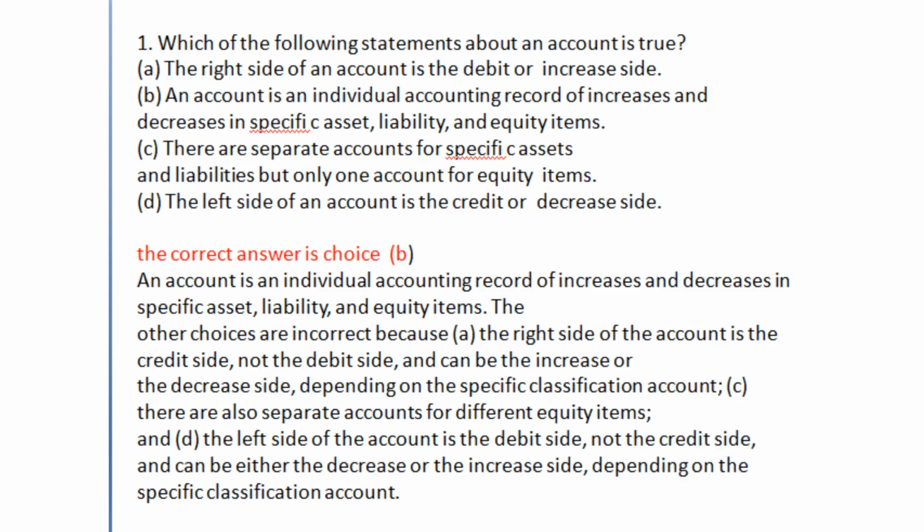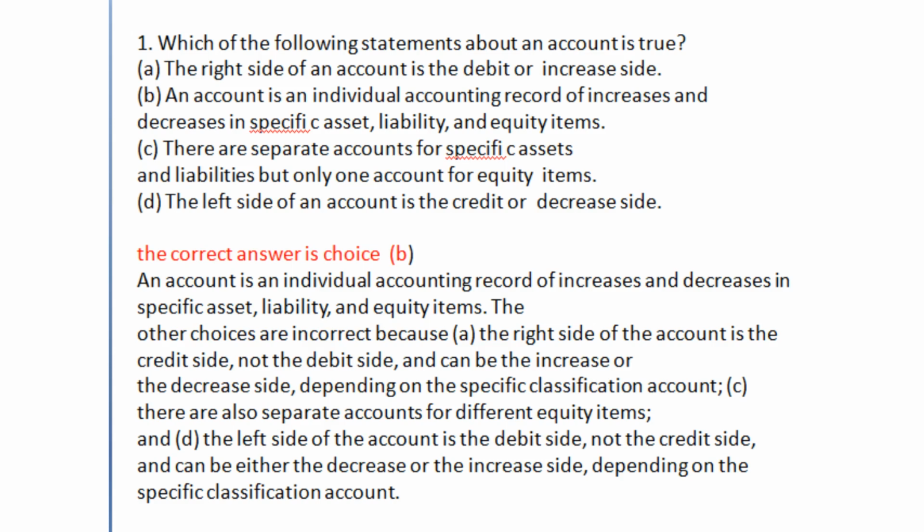The correct answer is choice B. An account is an individual accounting record of increases and decreases in specific asset, liability, and equity items. The other choices are incorrect because A. The right side of the account is the credit side, not the debit side, and can be the increase or the decrease side, depending on the specific classification account.